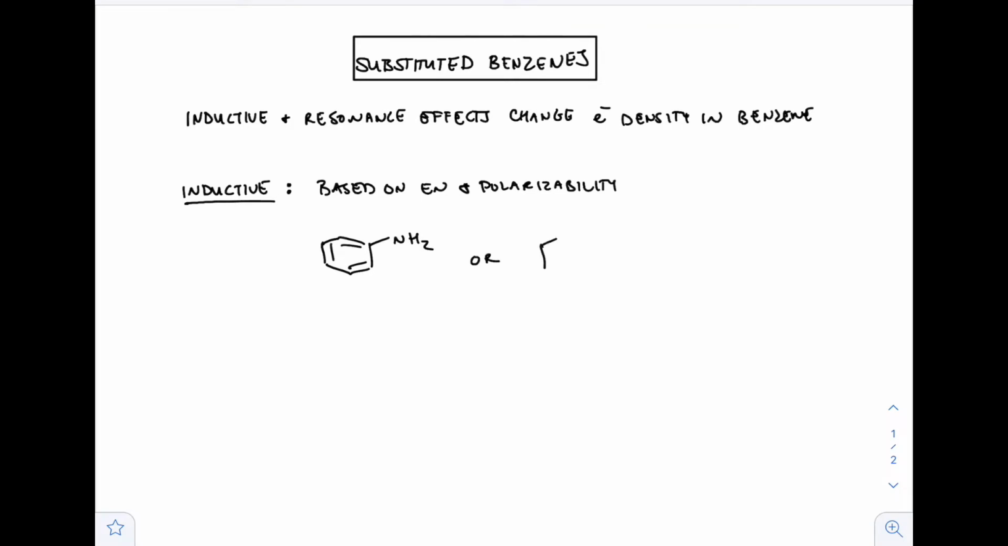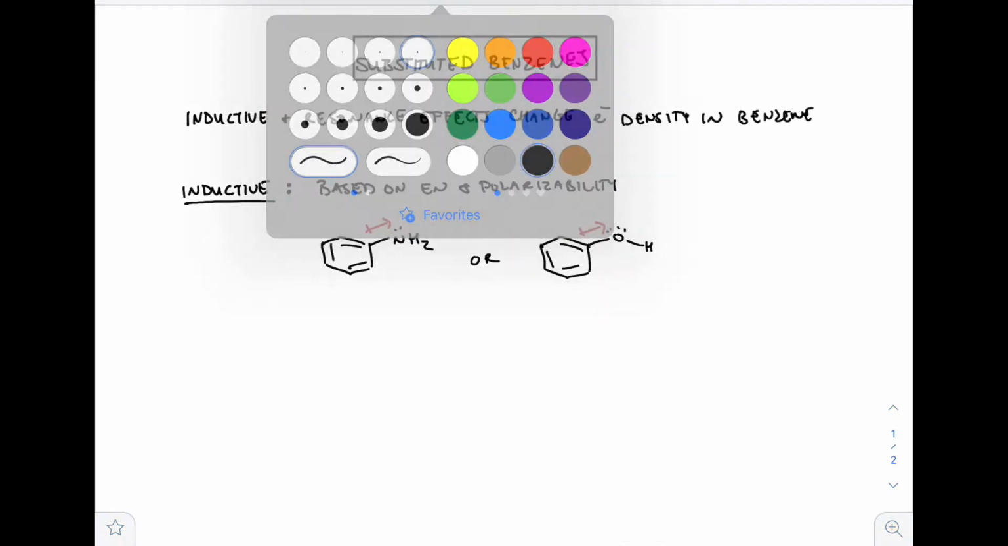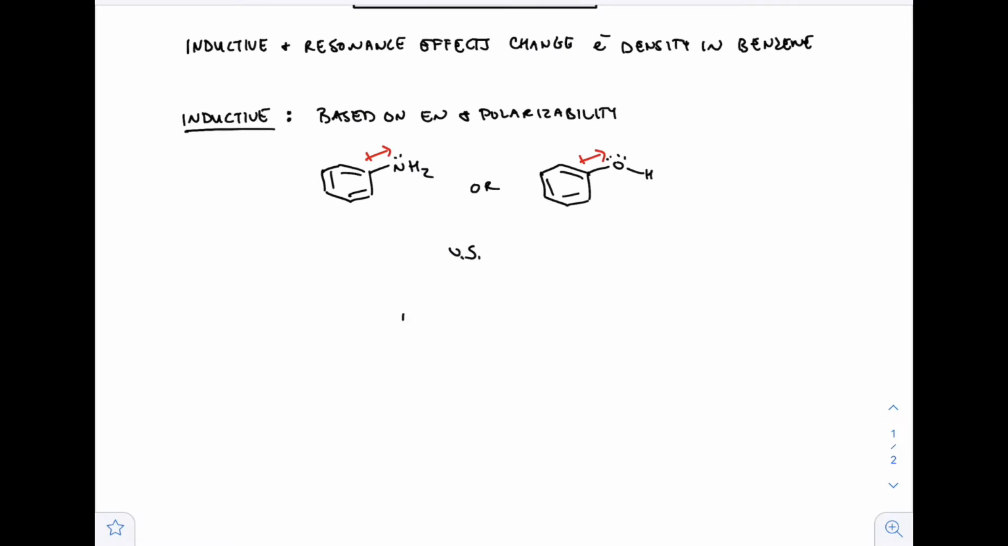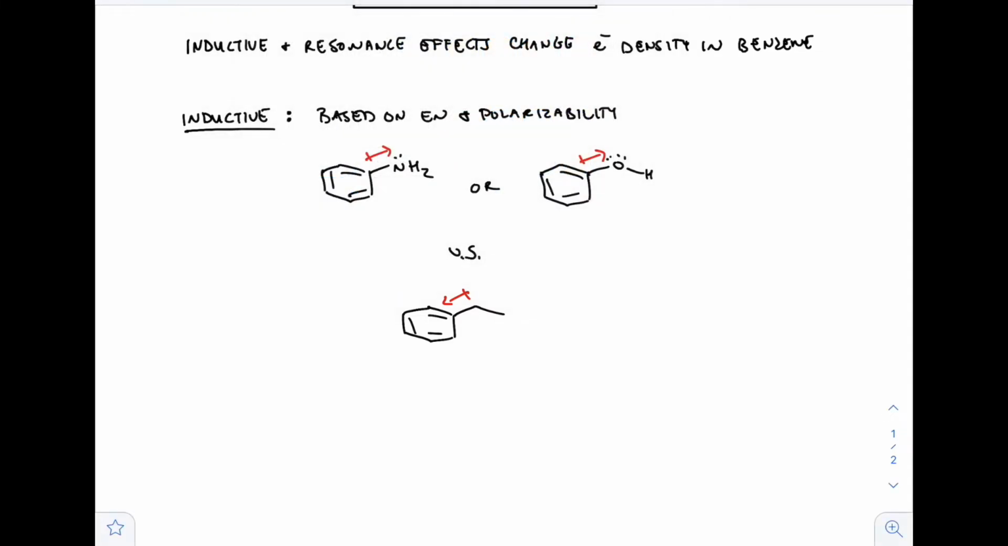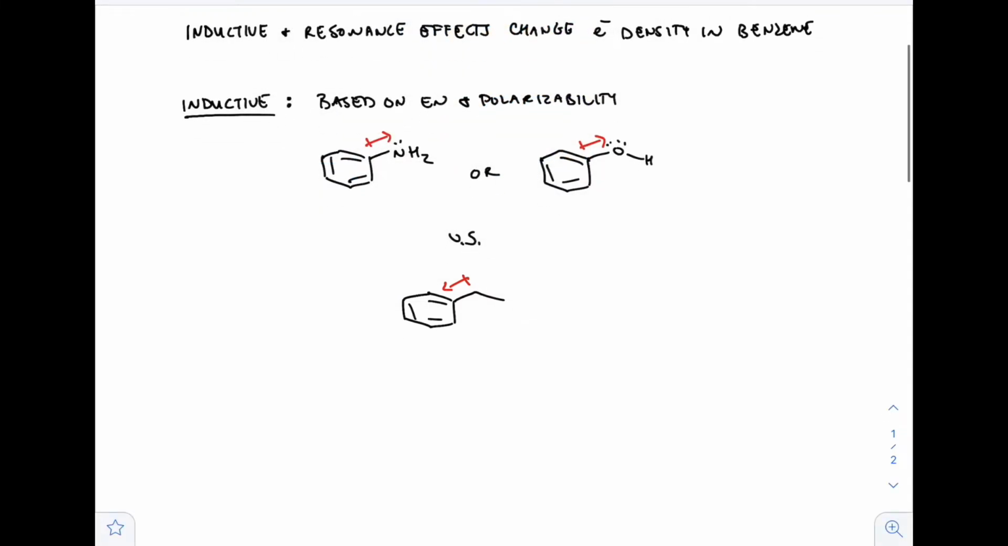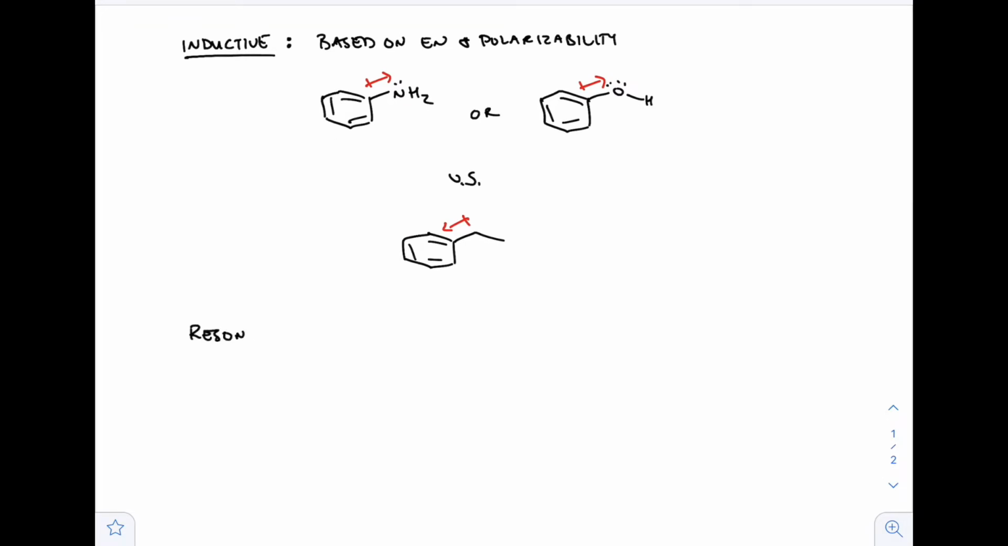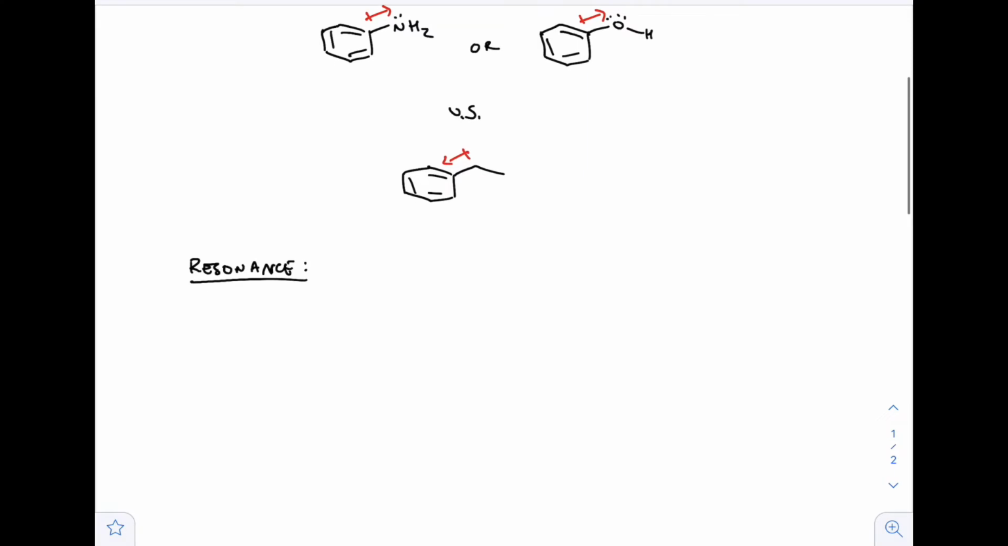We have an NH2, or we have an OH, for example. Now we all know that the nitrogen and the oxygen are more electronegative than the carbon, and so via inductive effects that would withdraw electron density from the benzene ring, as opposed to an alkyl group that would donate electron density into a ring. And we've seen this type of stabilization before, and we would attribute that to polarizability. Those alkyl groups are polarizable, and so it allows them to donate electrons, okay?